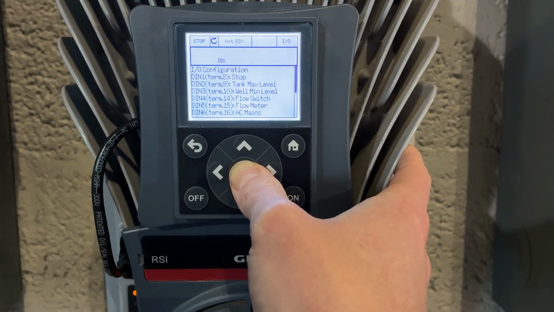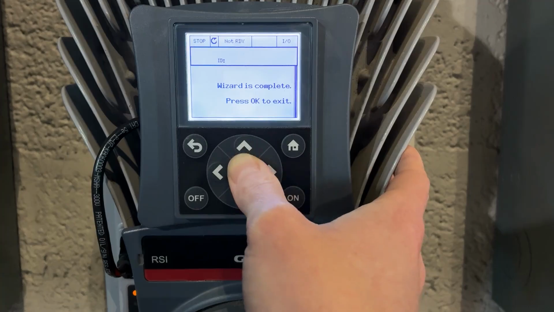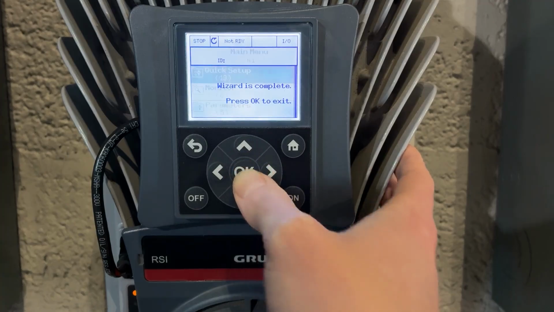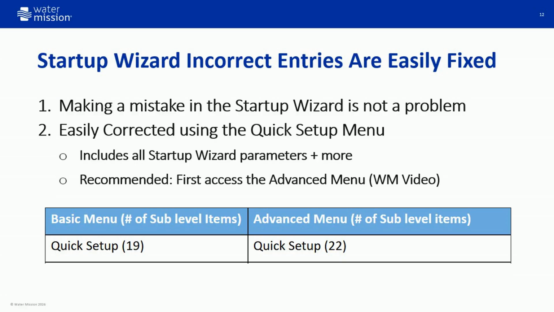Press OK if the RSI is flashing not ready. Then press OK to exit the startup wizard, which will take you to the multi-monitor. There are times when you may accidentally enter an incorrect value during the startup wizard. Not to worry, any errors are easily fixed using the Quick Setup menu.